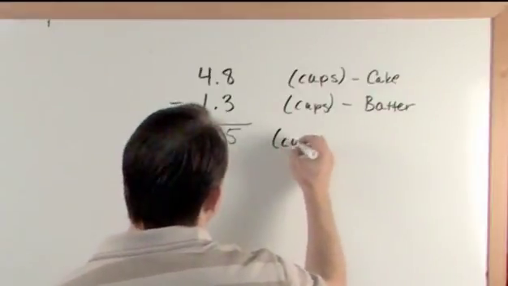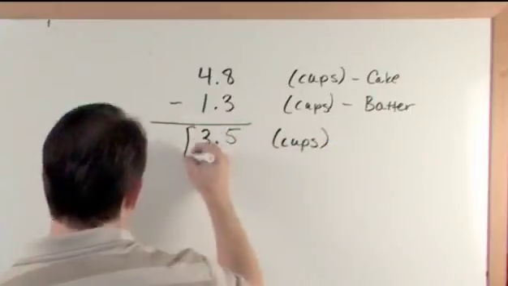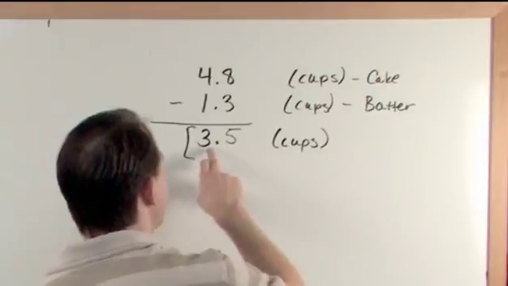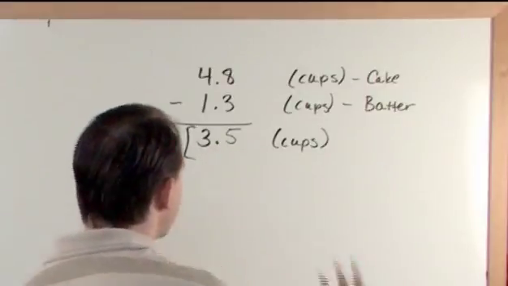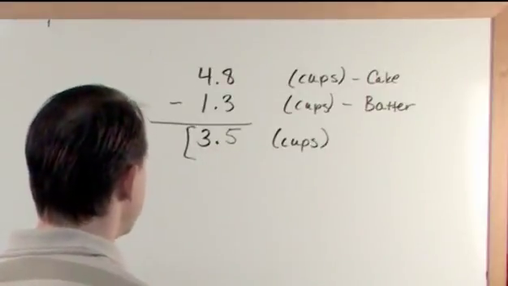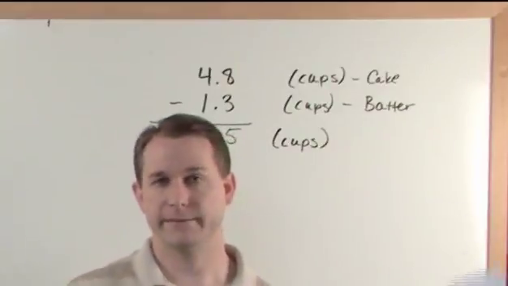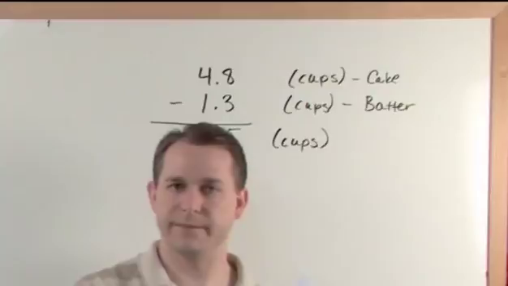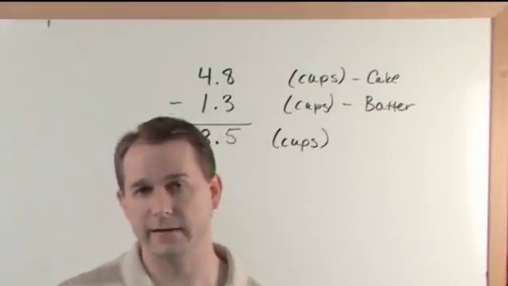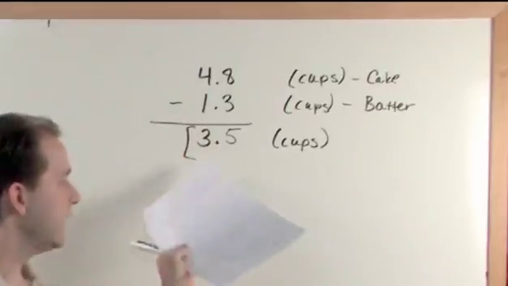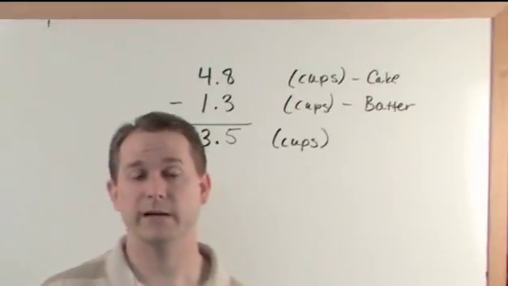3.5 what? 3.5 cups. So you would say in words that the cake was 3.5 cups more volume than the batter. Volume is just a big word that just means size, basically. You know, something has more volume than something else. It just means it occupies more space. Okay, so the cake occupies 3.5 cups more space than the batter did.